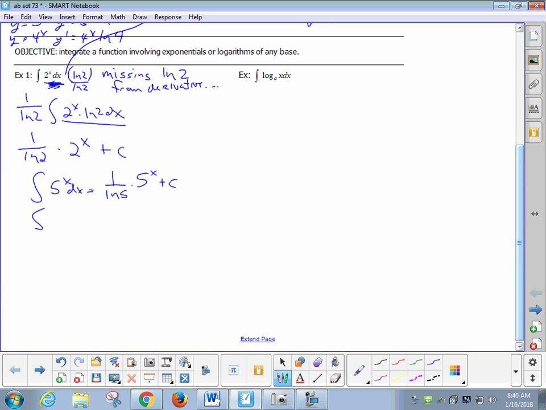Okay? What's the antiderivative of 1/2 to the x? 1 over natural log of 1/2 times 1/2 to the x plus c, and so on. Okay? You follow? All right. Now let's go to the next idea.